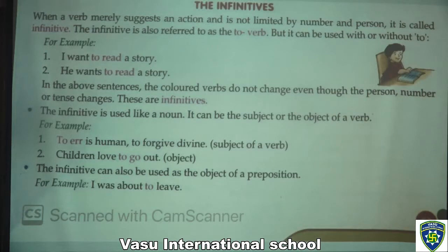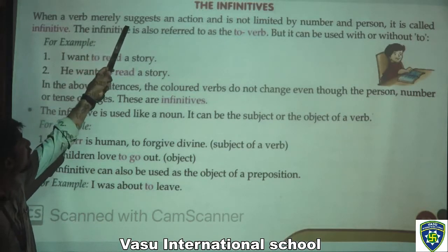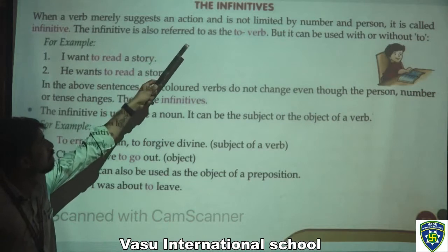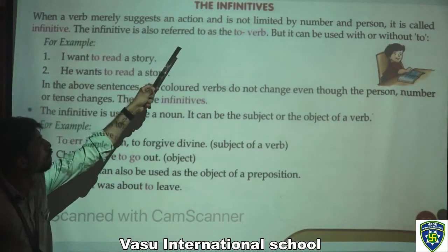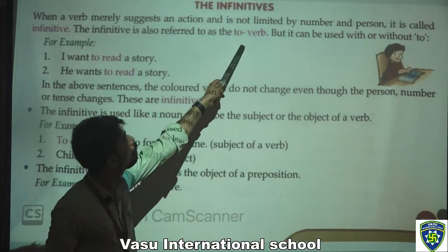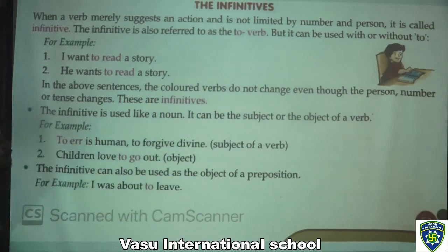The first one we have is the infinitives. How can we form the sentences? When a verb merely suggests an action and is not limited by number and person, it is called an infinitive. The infinitive is also referred to as the to verb, but it can be used with or without to. For example, first one, I want to read a story. He wants to read a story.